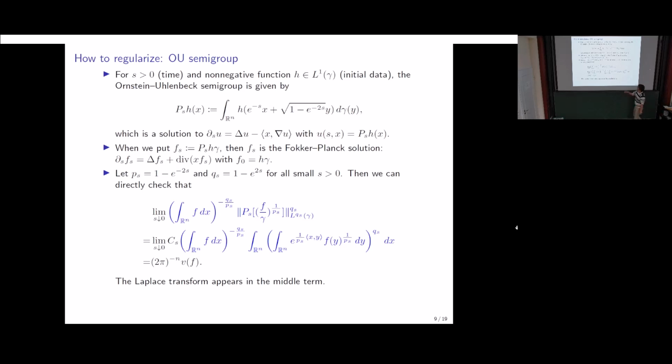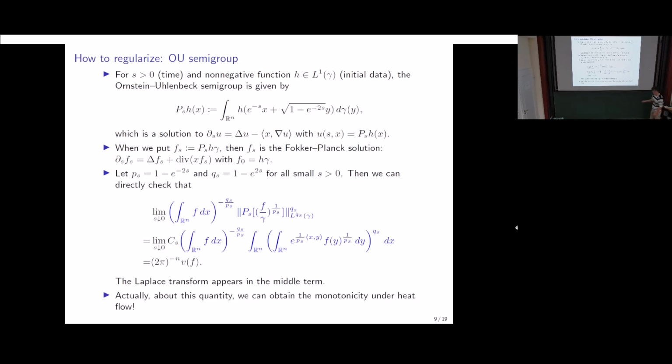And especially if S goes to 0, then PS and QS also go to 0. And just now QS is that, so therefore we can check that this term converges to F circle. So therefore we can obtain that function group other than that.